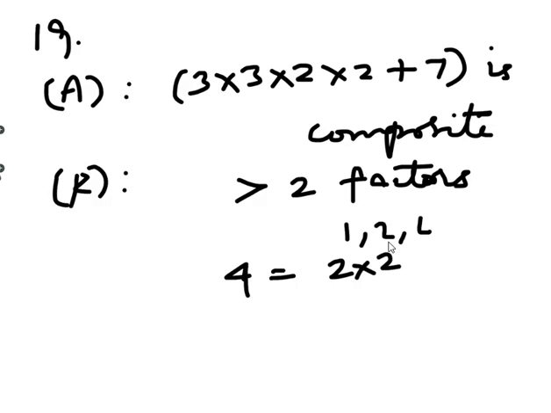Is R the correct explanation or not the correct explanation? Both are true, but the first one is false. So the only option is the last option. Go with it. That's the only thing. A is false, option B. Okay, the last one.